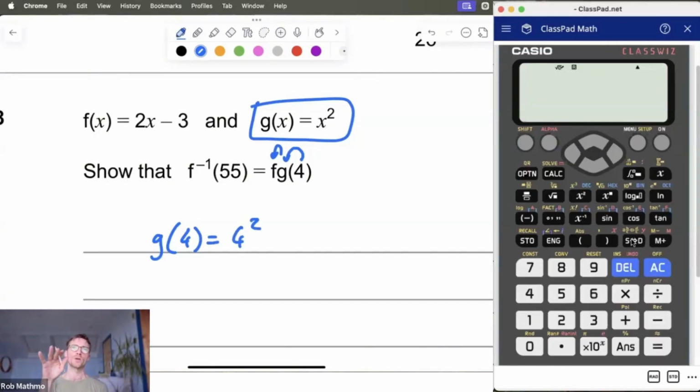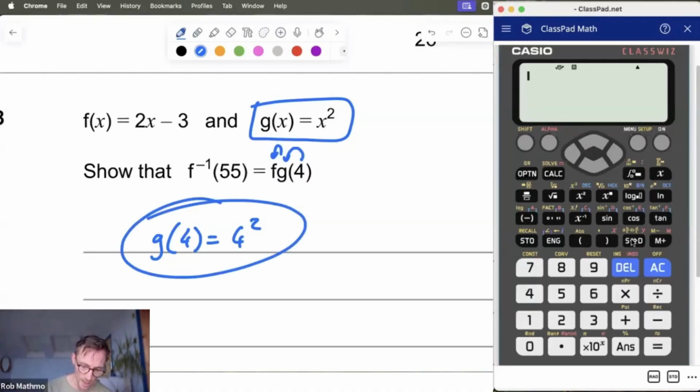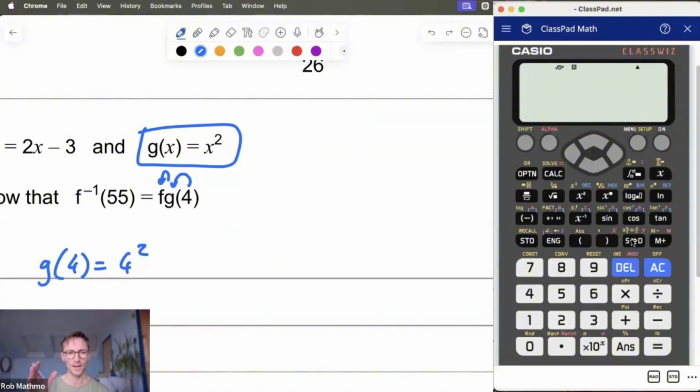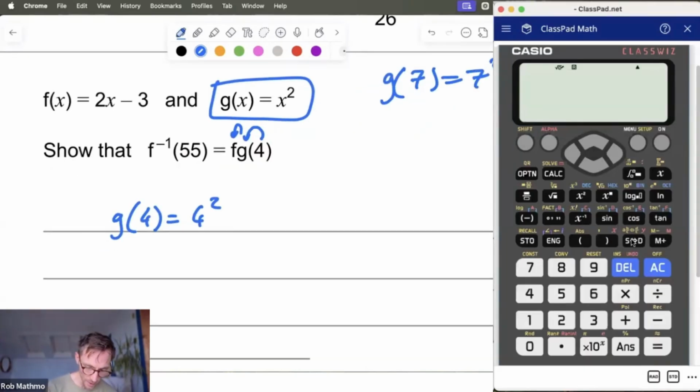I know from experience that this is the thing that people get confused at first in functions. They're like, how did you get that? Well, g of x is x squared. That doesn't mean that this function has an x in it. It's telling you what to do to that x. You square it. So g of anything is that thing squared. Okay, that's what function actually means. So we shove it in there, we get 16.